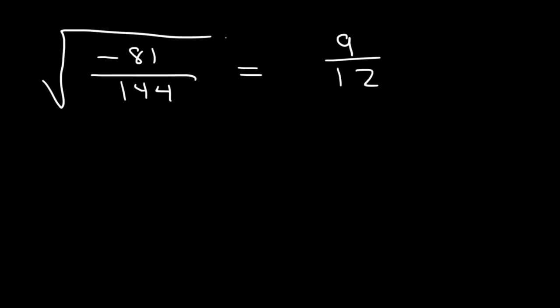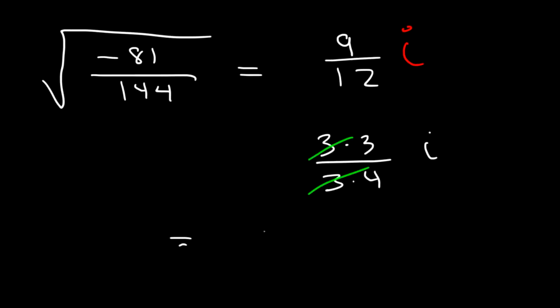And what about this one? Negative 81 over 144. Go ahead and simplify that example. The square root of 81 is 9. The square root of 144 is 12. And because we have a negative sign on the inside, we need to include the imaginary number i. Now we can reduce 9 over 12. 9 is basically 3 times 3, and 12 is 3 times 4. So we can cancel a 3. So therefore the answer is 3 over 4 times i.